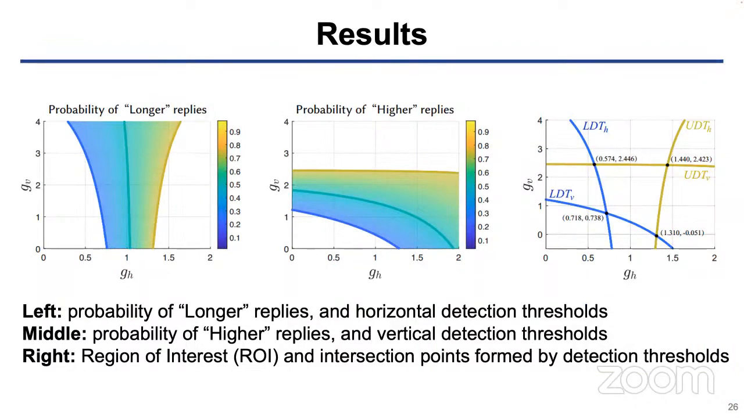For example, if you look at the figure on the left-hand side, if the vertical gain increases, the imperceptible range of the horizontal gain also increases. And if you look at the middle figure, if the horizontal gain increases, the imperceptible range of the vertical gain also increases. And if we enclose the curves, we get an area and we can sample gain values within the area that is safe. The user may not perceive it.